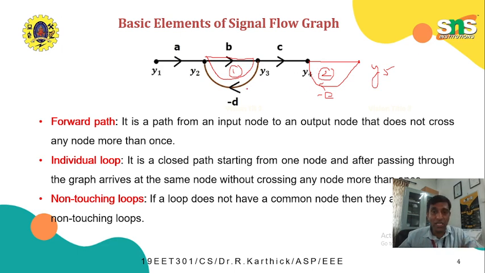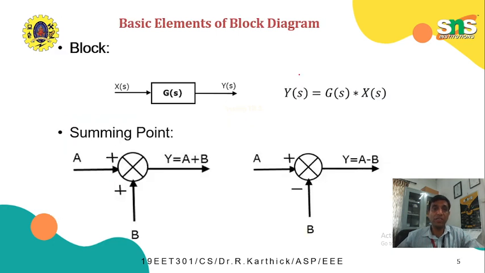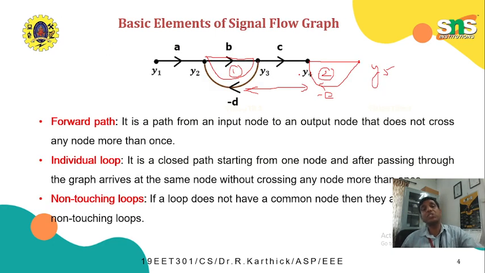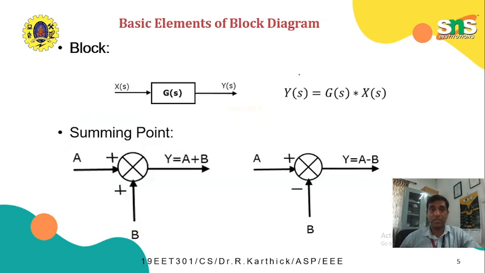So therefore these two loops are called a combination of non-touching loops. That is, loops which do not have any common nodes, you call them non-touching loops. So these are a few terminologies, or the basic elements, of a signal flow graph.